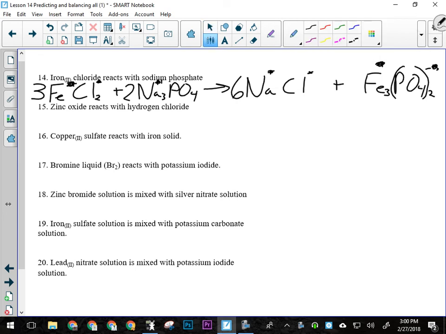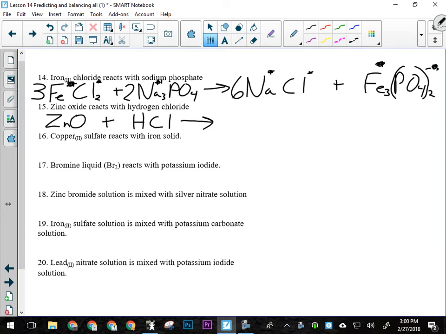Okay, so for number 15, we got zinc oxide, which is an ionic compound. Zinc has a charge of 2+ and oxygen 2-, so it's just ZnO, right? Reacts with hydrogen chloride, HCl. This is a -1, that's a +1, so that compound is also swapped and dropped. All right, what kind of reaction is that?